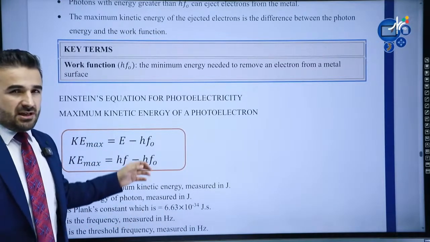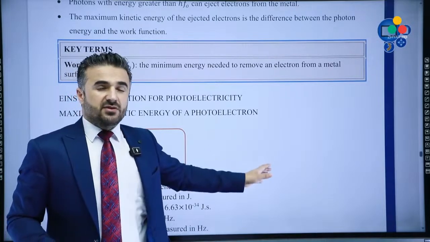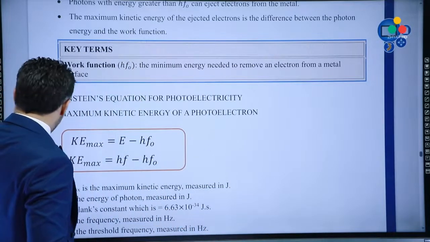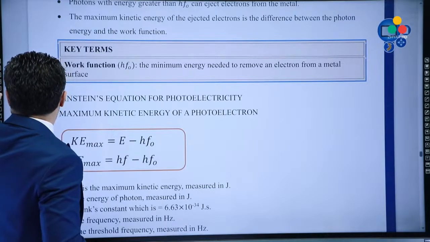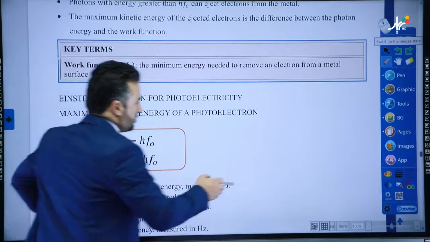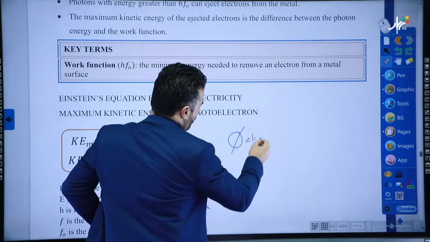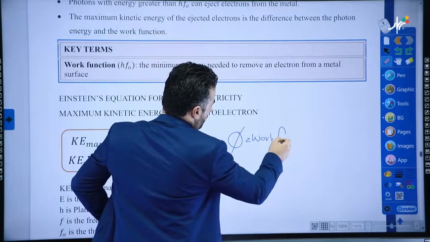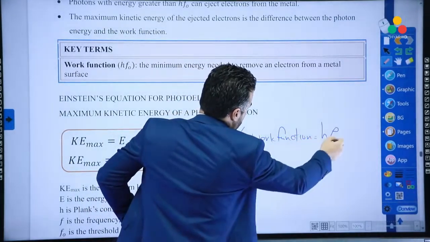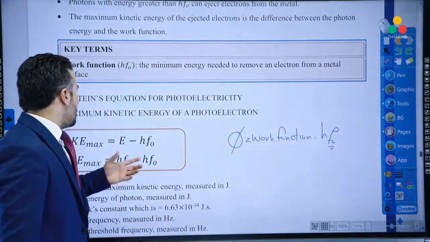Okay, so now if that is the work function, how can we define it? We said energy is equal to h, Planck's constant, times frequency. Work function is equal to Planck's constant multiplied by the threshold frequency. Sometimes we use this symbol for work function as well, or you could just write work function. Work function is equal to Planck's constant times the threshold frequency here.